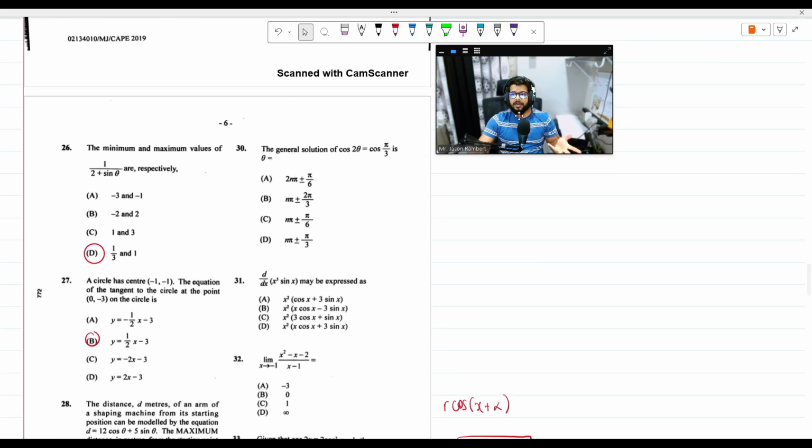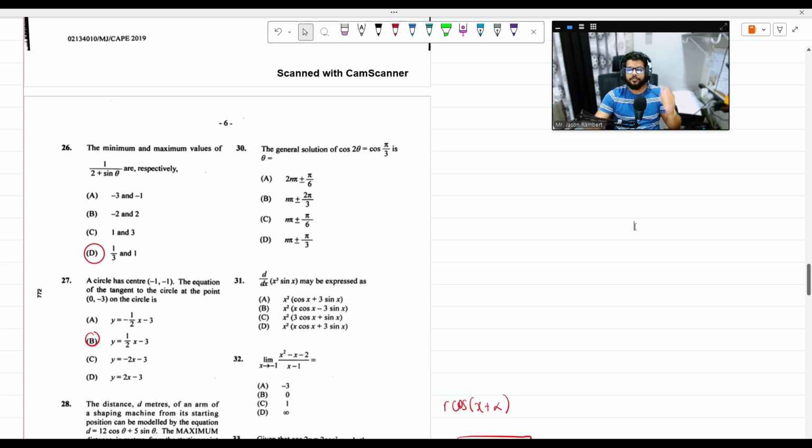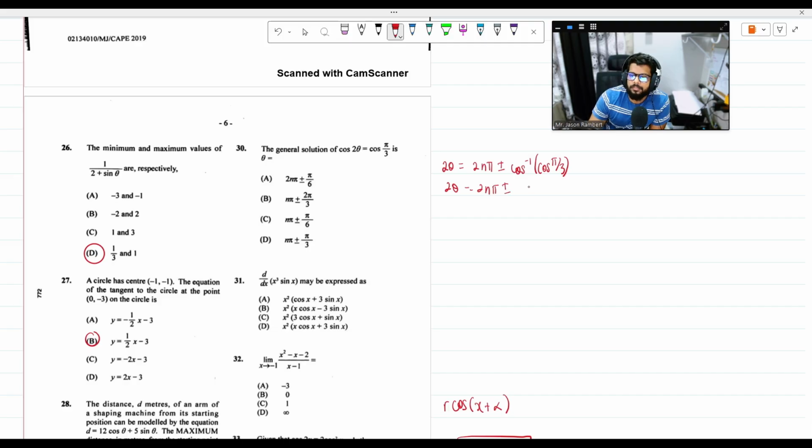Alright, just remember, if you have any questions, feel free to voice them. The general solution for cos 2 theta is equal to cos pi on 3. The general solution is going to be 2 theta is 2n pi plus or minus cosine inverse of cosine pi on 3, which is 2n pi plus or minus pi on 3. Divide everything by 2. I'll get n pi plus or minus pi on 6.